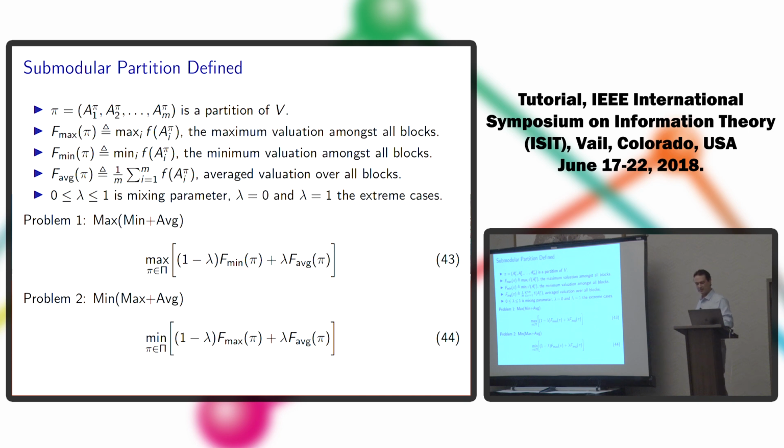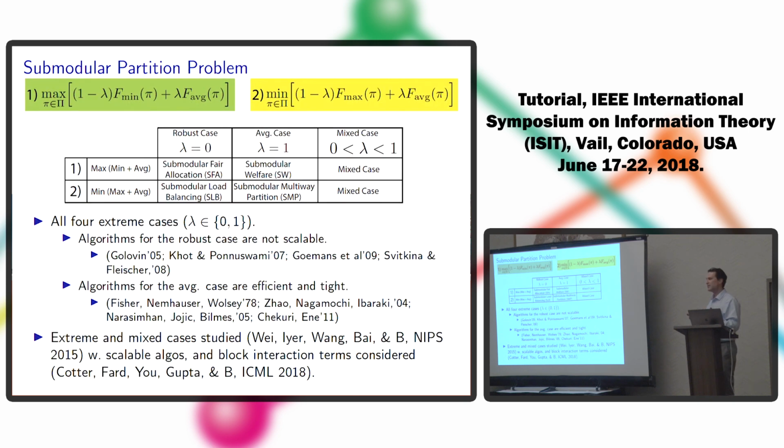In this particular case, submodular fair allocation, there are these two extreme cases. Think about it this way: in the submodular welfare case, you have a set of goods and a set of people, and you want to distribute the goods to the people. Each good can go to one person. And you want to distribute the goods in an equitable way, right?